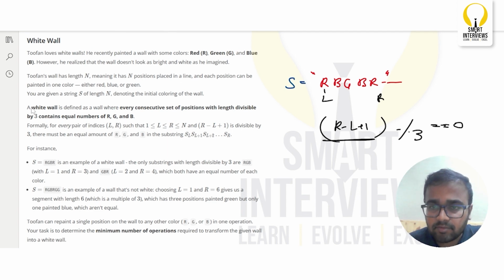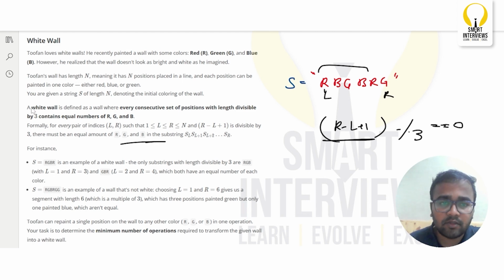So our earlier substring is not containing an equal number of R's, G's and B's, but let's take this one. If you take this, the number of characters here are 2 R's, 2 B's and 2 G's. So this is considered a white wall. So this is about this statement.